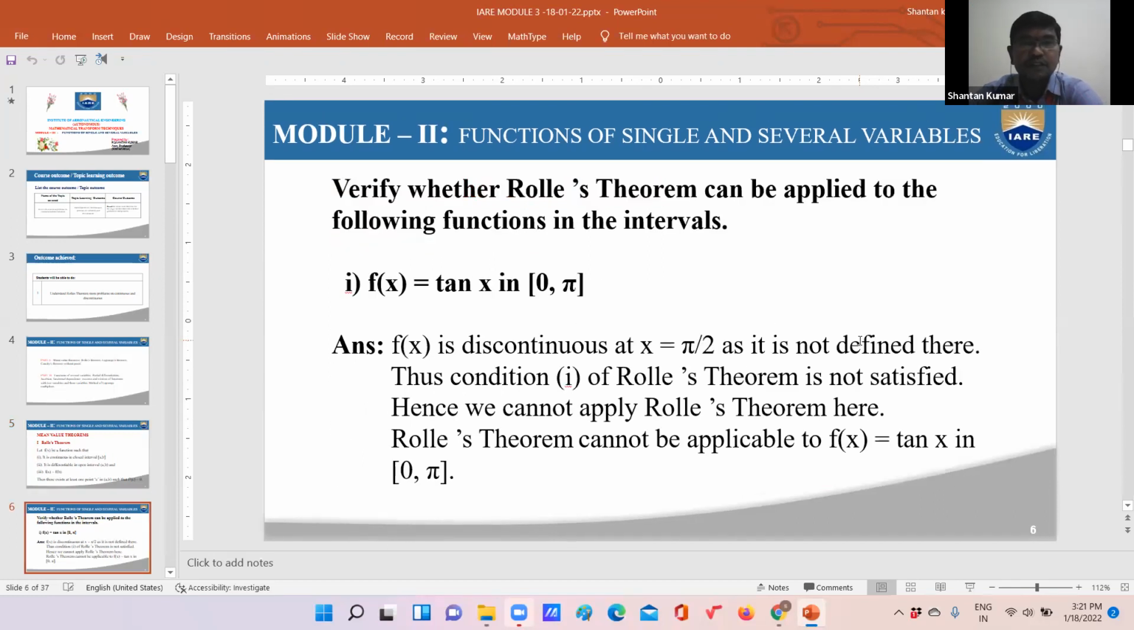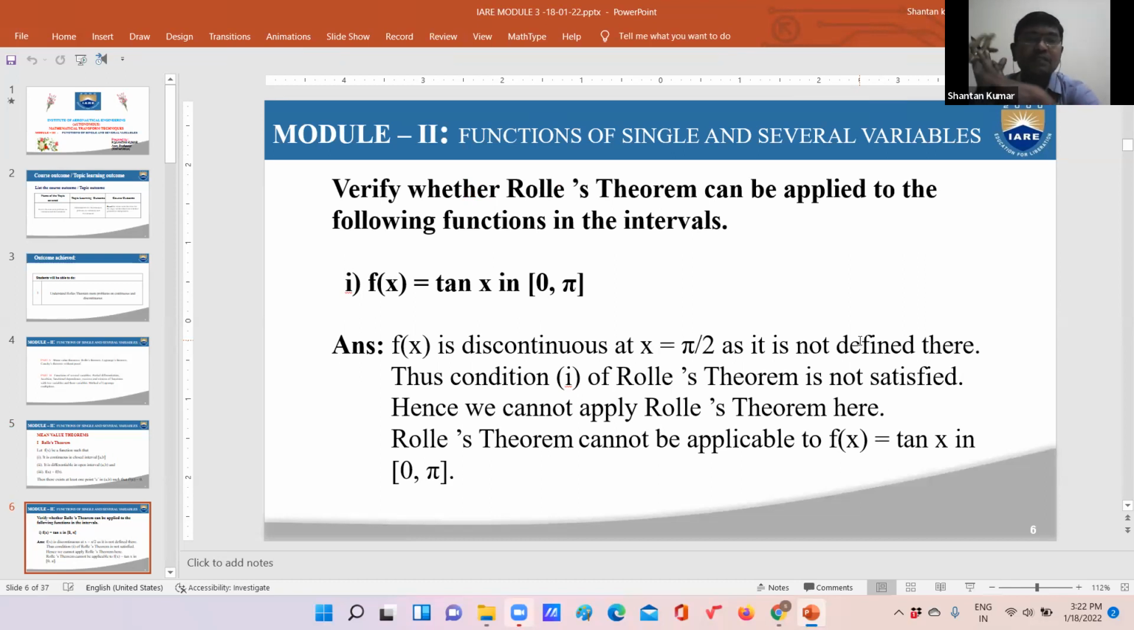Now, for example, verify whether Rolle's theorem can be applied to the following function in the interval. Here the function is f of x is equal to tan x. The limits are the closed interval 0, pi. See that the limits are given as a closed interval, that means including 0 and pi and also everything inside 0 to pi.